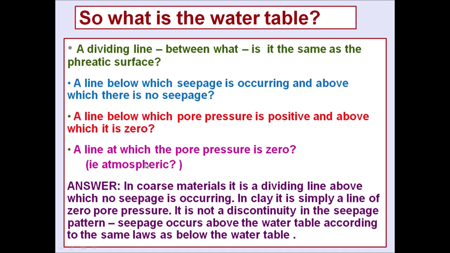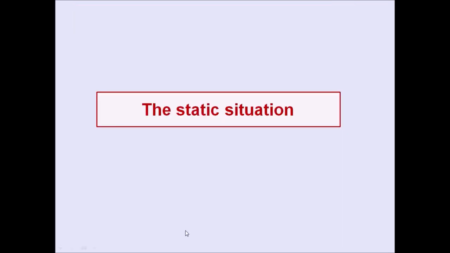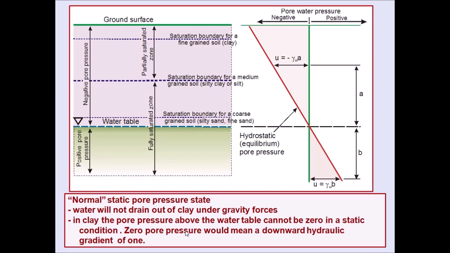The answer is, in coarser materials, it is a dividing line above which no seepage is occurring. In clay, it is simply a line of zero pore pressure. It's not a discontinuity in the seepage pattern or even in the pressure state if we're talking about a static situation. Seepage occurs above the water table according to the same laws as below the water table. So looking at the static situation, that's just the normal portrayal.